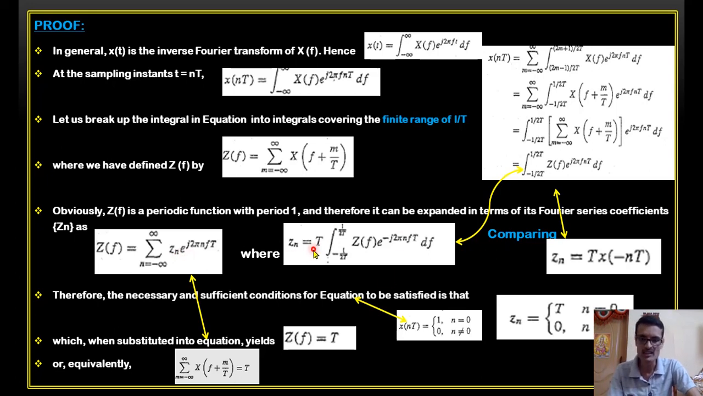That is Zn is equal to t. For this case, Zn equal to t integral Zf exponential minus j 2 pi n f t. Again, it's a standard form of representing, right? Now what I'll do is I compare this entire equation with this equation.